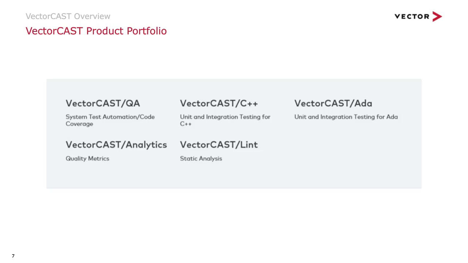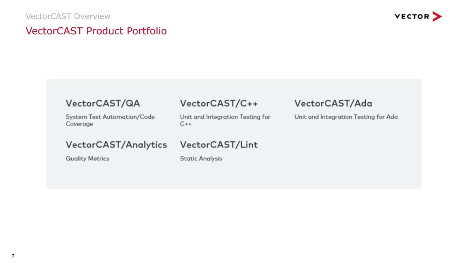So we have VectorCAST QA, which is the system test automation platform, and then the VectorCAST C++ and Ada. Those are our two unit test platforms. If you're using C or C++, then you would choose the C++. And of course, Ada is for the Ada package. And then over on the bottom left is Analytics, which I just talked about. That's the quality metrics dashboard, a web-based platform that allows you to see all your testing metrics.